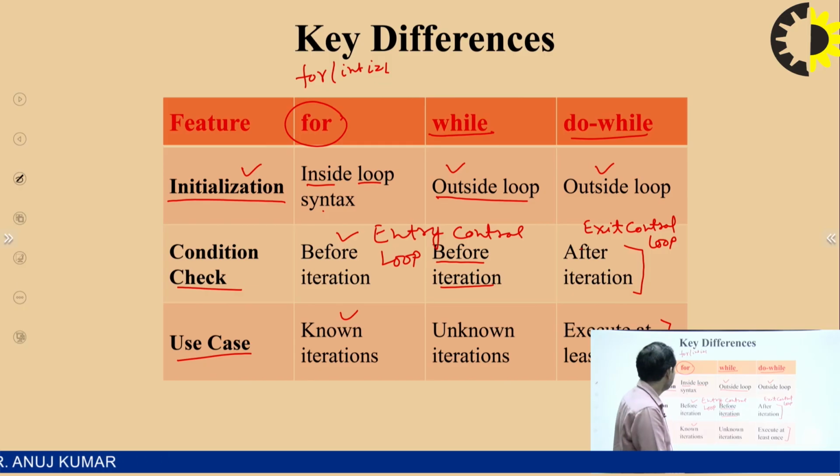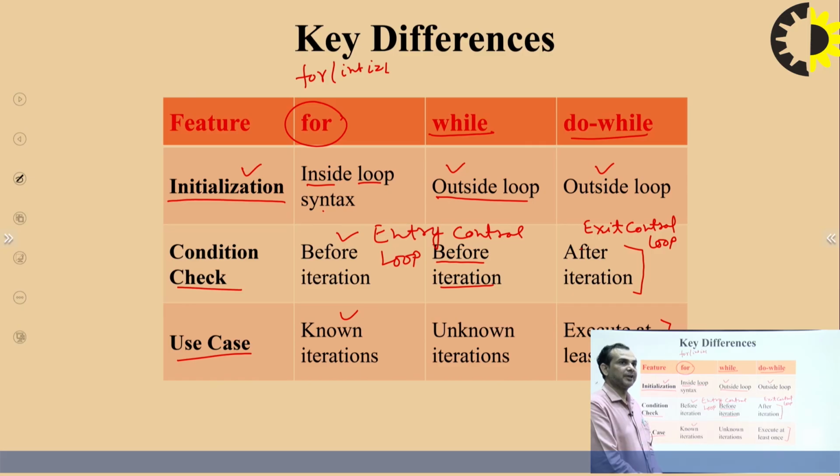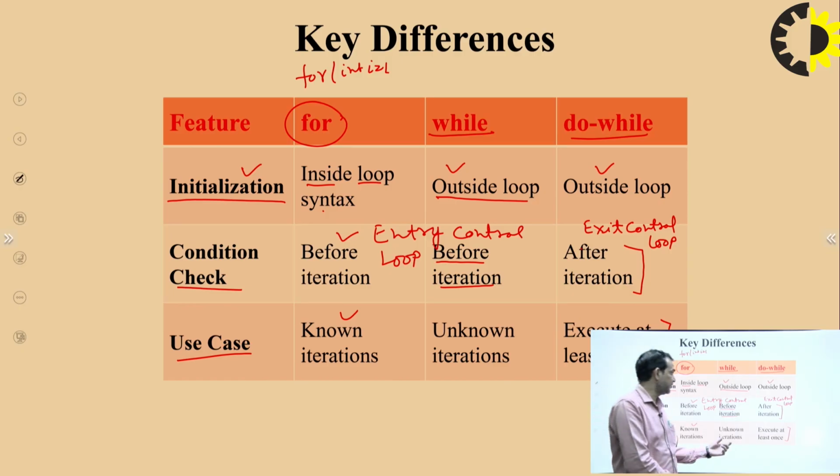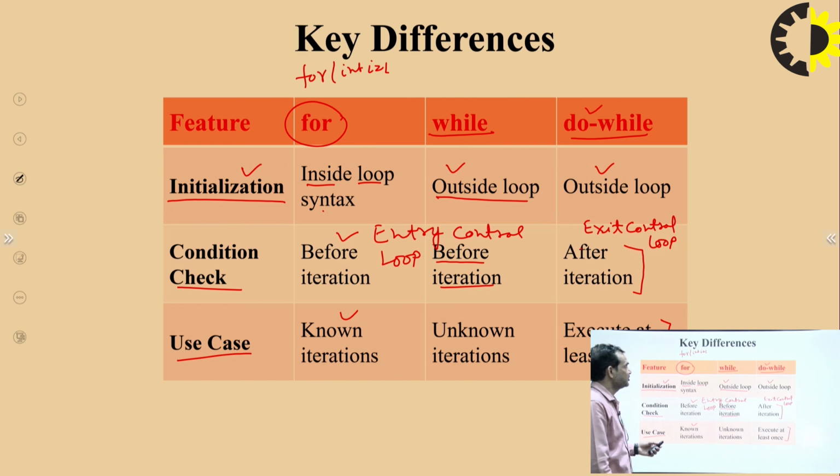This is the main point, and we repeat it: if we know the number of repetitions in advance, it is better to use the for loop. If we don't know the number of repetitions in advance, we use the while loop. And if it must print at least one time, it's better to use the do while loop. So this is the key difference between the for loop, while loop and do while loop.